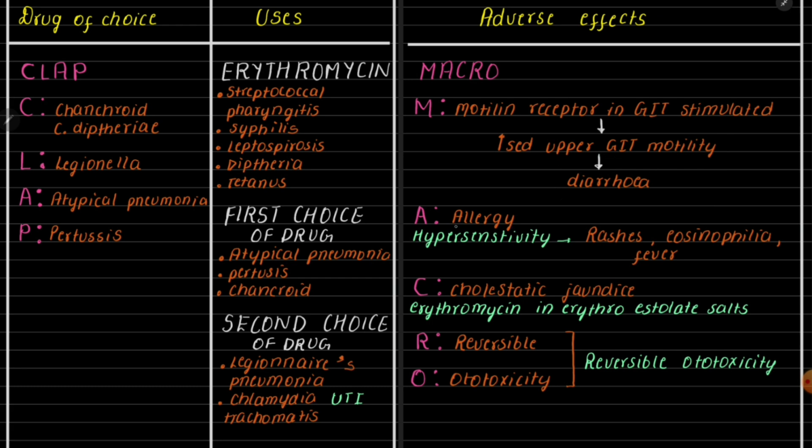A stands for allergy. They are responsible for causing hypersensitivity reactions, which will show symptoms like rashes, eosinophilia, and fever. C stands for cholestatic jaundice, because they are metabolized in the liver, as we saw earlier. This specifically is caused by the preparation of erythromycin in estolate salts. RO together stand for reversible ototoxicity.